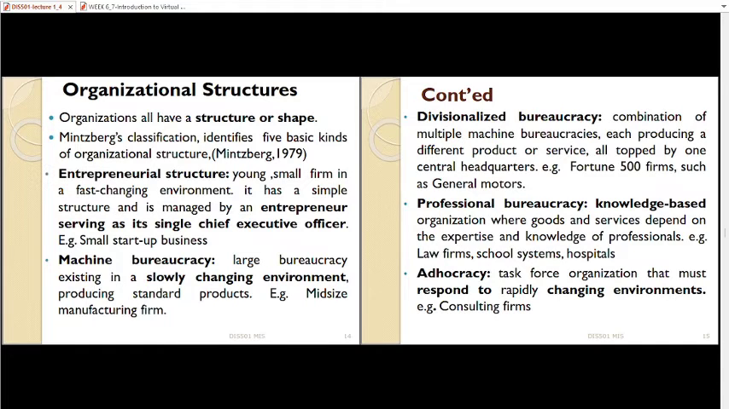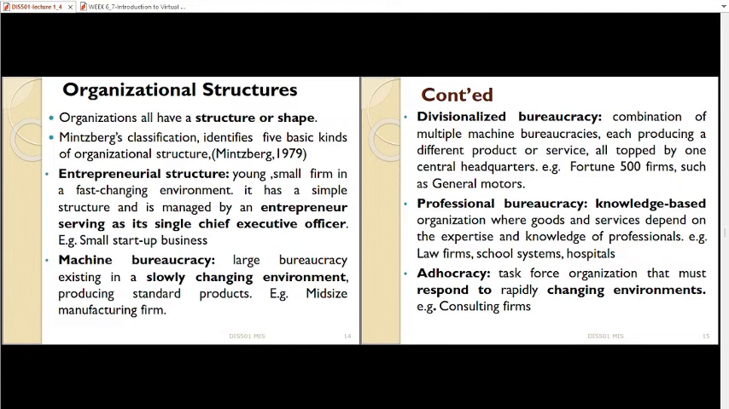There was machine bureaucracy, professional bureaucracy. So I would urge you to look at Mintzberg, because these are questions that usually do come every now and then: how technology can help influence different organizational structures and so on. So you can look at it from the perspective of Mintzberg's classification.